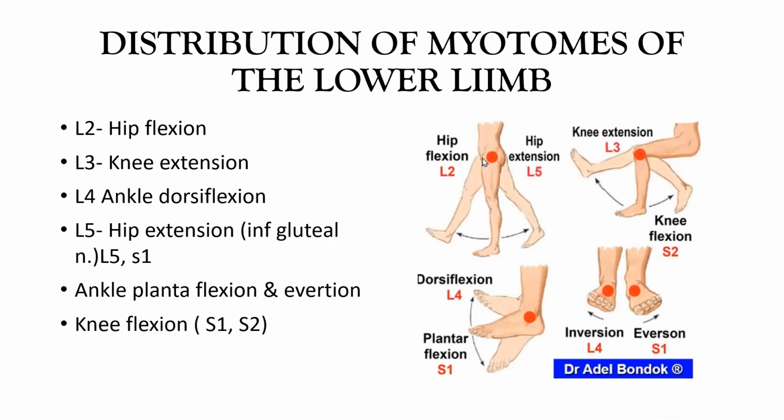Now, distribution of myotomes of the lower limb. L2 is for hip flexion, okay. L3 is for knee extension, okay, this is knee extension, L3. L4 is for ankle dorsiflexion, okay. L4 is for ankle dorsiflexion. L5 is for hip extension, L5 hip extension, okay. So this is L5 hip extension.